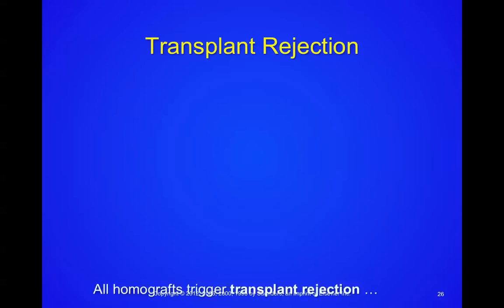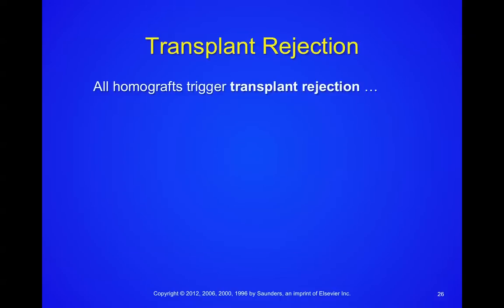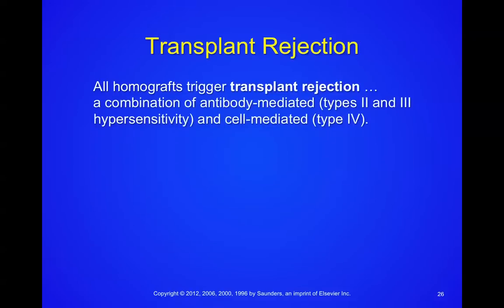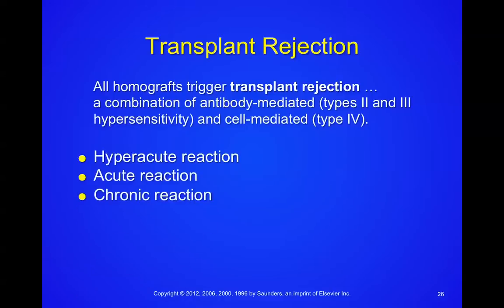Even so, all homografts elicit some type of transplant rejection through both antibody types 2 and 3 and cell-mediated type 4 hypersensitivity reactions. Transplant rejection is often classified as hyperacute, acute, or chronic. A serious complication called graft versus host reaction is the result of a type 4 immune reaction mediated by transplanted T cells.